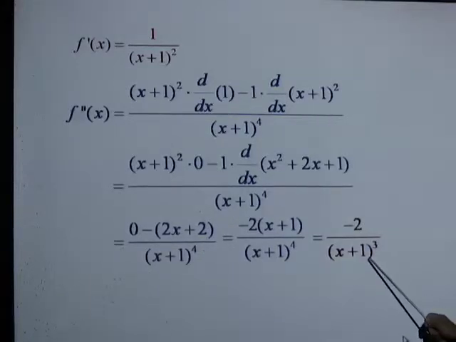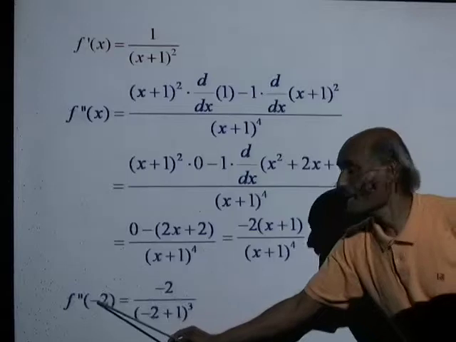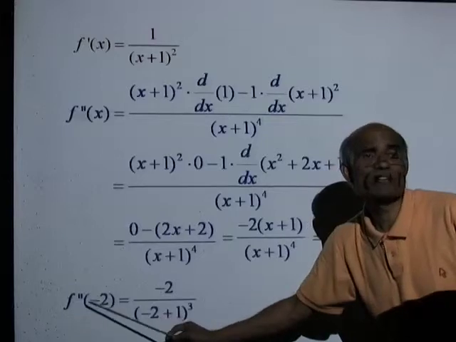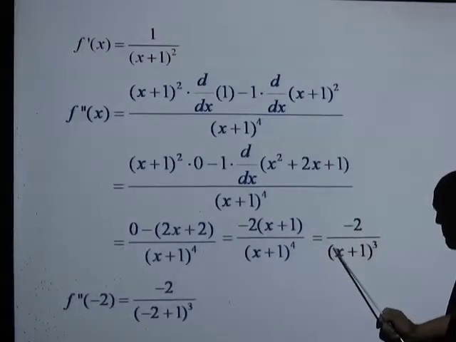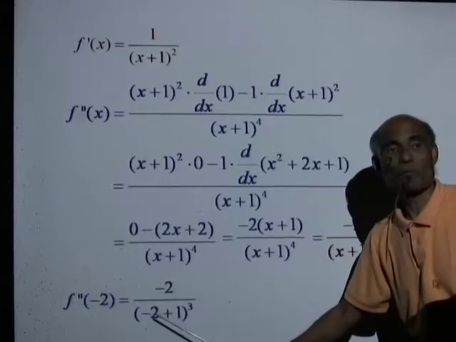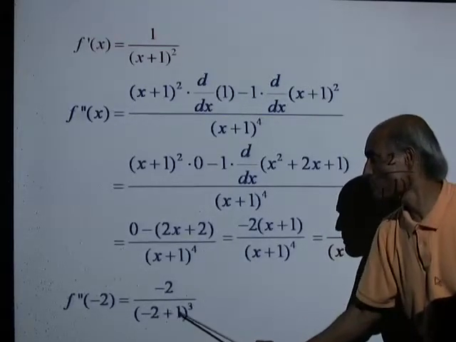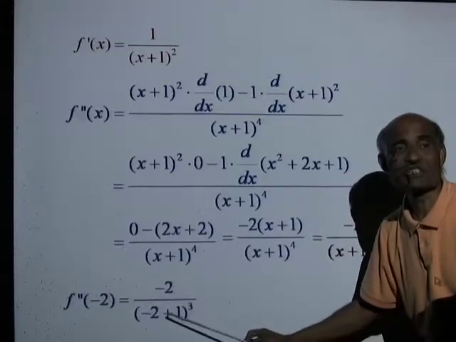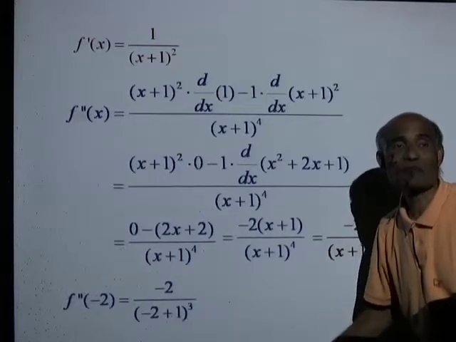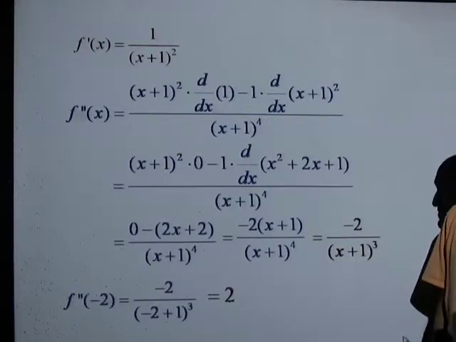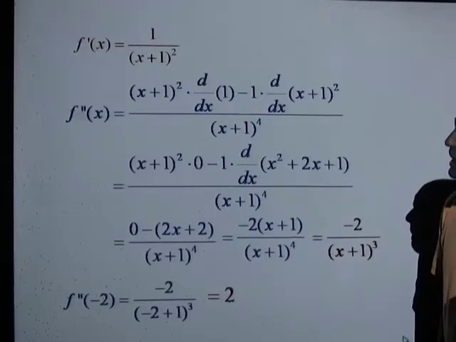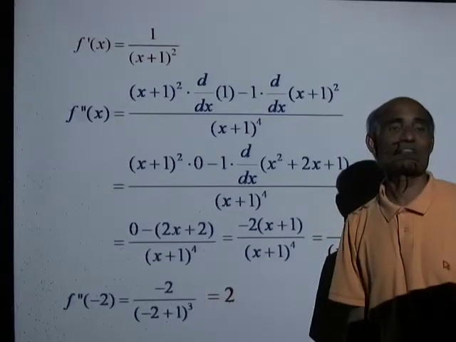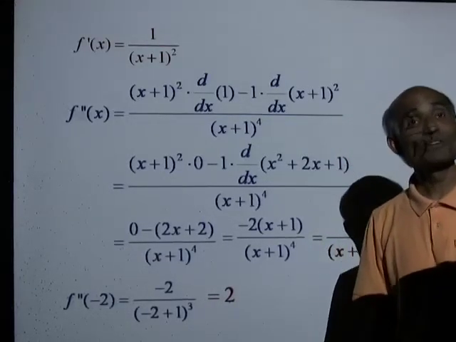Well, we need to find the value of this at x equal to negative 2. F double prime of negative 2. The second derivative at x equal to negative 2 is, replace your x by negative 2. And what's the value of this? Negative 2 plus 1 is negative 1. Negative 1 to the power of 3 is negative 1. Negative 2 divided by negative 1 is positive 2. So the second derivative of the function at x equal to negative 2 is positive 2.